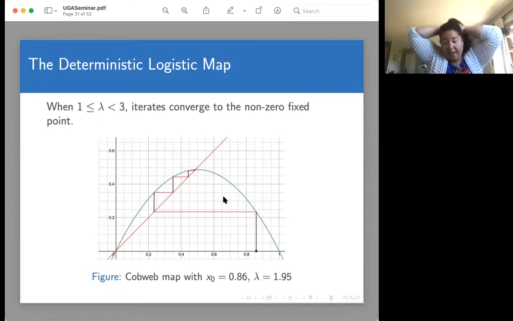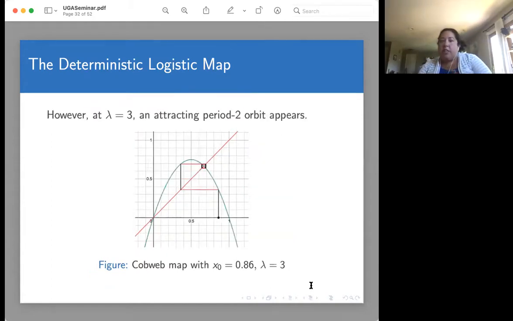If I take values of lambda between 1 and 3, including 1 but not including 3, no matter what value I start with, my cobweb, my sequence, is always going to end up converging to that non-zero fixed point. So if I look at the sequence of that orbit, I'm going to get a sequence that converges to whatever 1 minus 1 over lambda is. In this particular case, I've picked lambda of 1.95. For this particular starting value, my sequence converges to that non-zero fixed point. That's going to happen no matter what starting point you pick between 0 and 1.